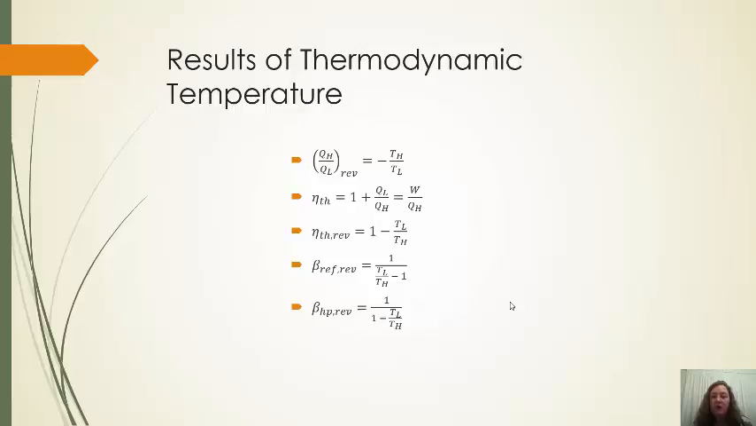Thermal efficiency for a real engine, for any engine, is always going to be the power over the heat transfer in. For a reversible engine, we can use this ratio of the Q's is equal to the ratio of the T's and come up with 1 minus TL over TH. Now remember, this defined absolute temperature, so these must be absolute temperatures. And we can use the same absolute temperature ratio to talk about the coefficient of performance for refrigerators or heat pumps based on those formulas we had earlier.